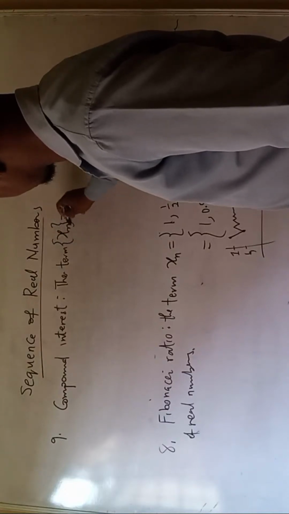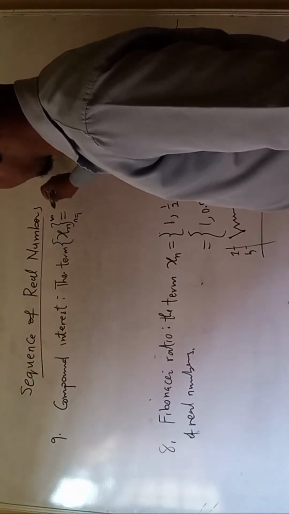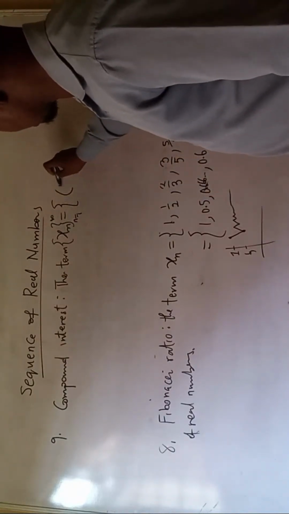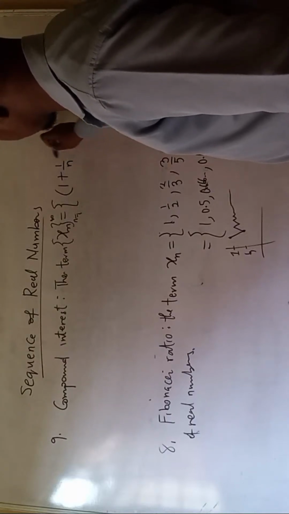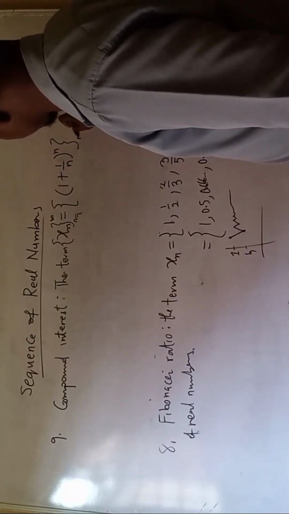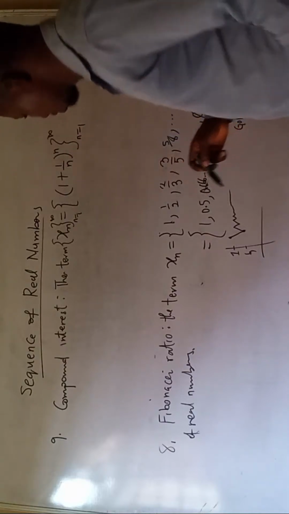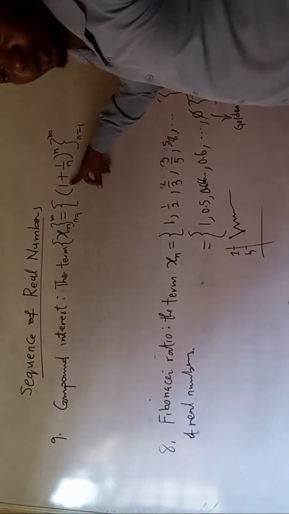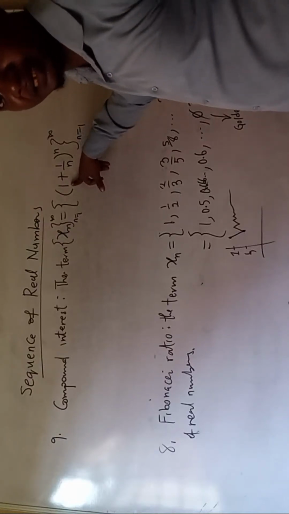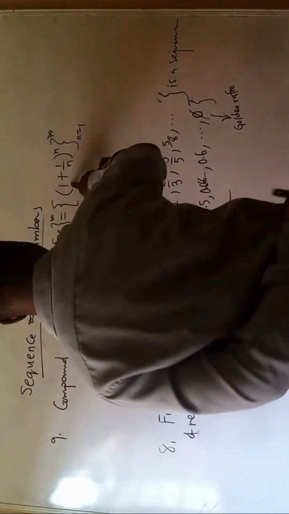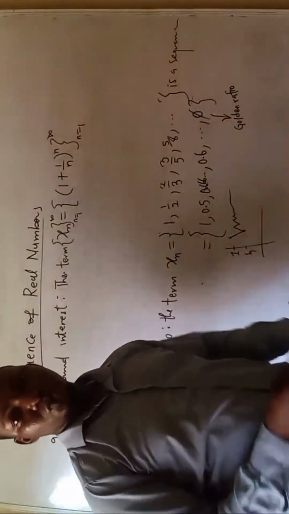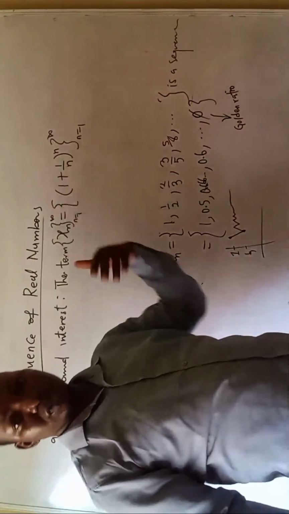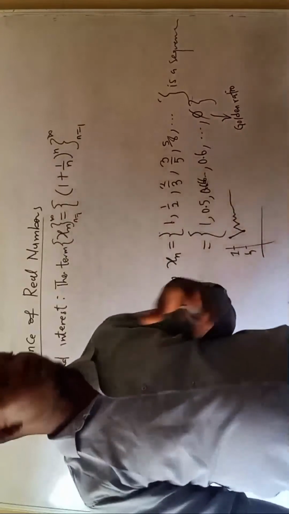Of course, the sequence starting from 1 to infinity. This type of sequence, 1 plus 1 over n. Yes, it's like the other compound interest. This one is like a principal. It's like you are investing a particular amount into a business, and you tend to get your interest.